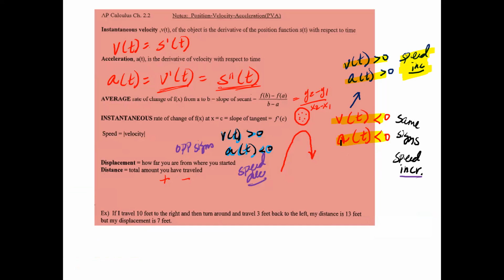I'm sorry, let me rephrase that. If you have v of t and a of t greater than 0, and both of them are positive, then you know the speed is increasing. If v of t and a of t are less than 0, but they still have the same sign, then the speed is increasing. On the other hand, if velocity is positive and acceleration is negative, or vice versa, then you know the speed is decreasing.